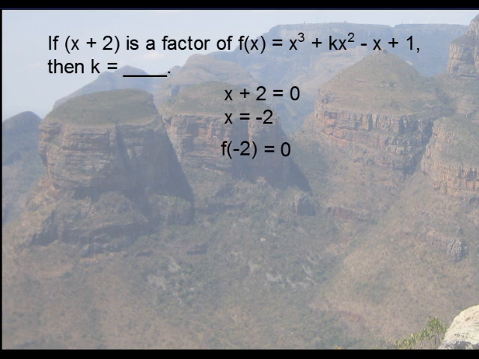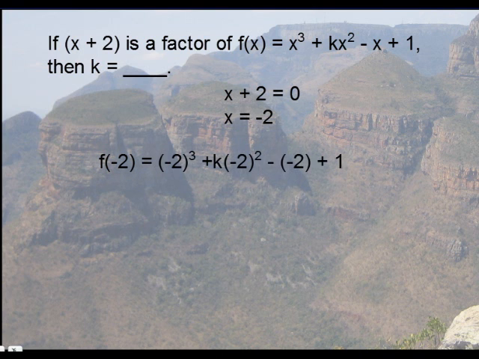So let's use that information. Why don't we take negative 2 and plug that into the equation? So that's what we get. And by the way, since it equals 0, just put equals 0 at the end. And if you'd like, you can take that first part off to help avoid any confusion.